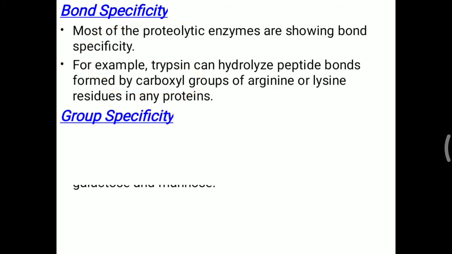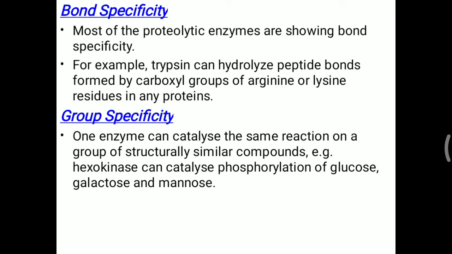Same way, group specificity means one enzyme can catalyze the same reaction on a group of structurally similar compounds. The best example is hexokinase, one of the key enzymes of glycolysis. So hexokinase can work over any hexose molecule, so it can catalyze phosphorylation of glucose, galactose and mannose. So glucose phosphate, galactose phosphate and mannose phosphate can be generated. That is a common activity over a group of molecules, so this enzyme shows a particular group specificity. So: absolute specificity, bond specificity, group specificity.